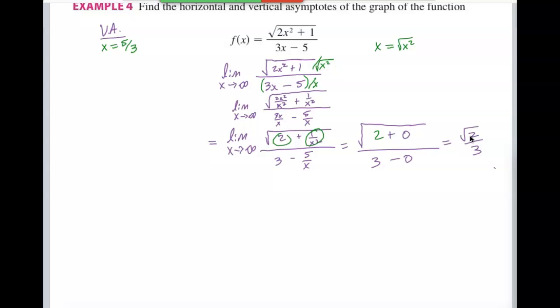But they ask us for a horizontal asymptote, so I want to make a note. Remember, horizontal asymptotes have equations. So it's y equals root 2 over 3.